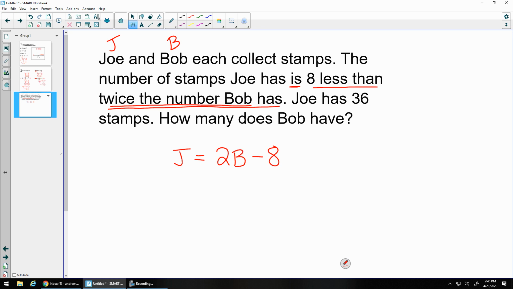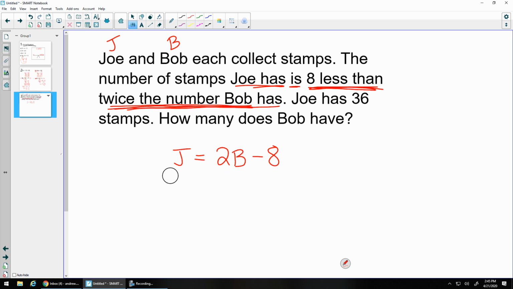Okay, so this is my equation. The number of stamps Joe has, J, is equal to twice the number Bob has, 2B, and it's 8 less than that, so minus 8. Just because it shows 8 less than first in my sentence doesn't mean it should come first in my equation, because it's 8 less than twice the number Bob has. So you don't show that by going 8 minus 2B. That shows 2B less than 8. This shows 8 less than 2B.